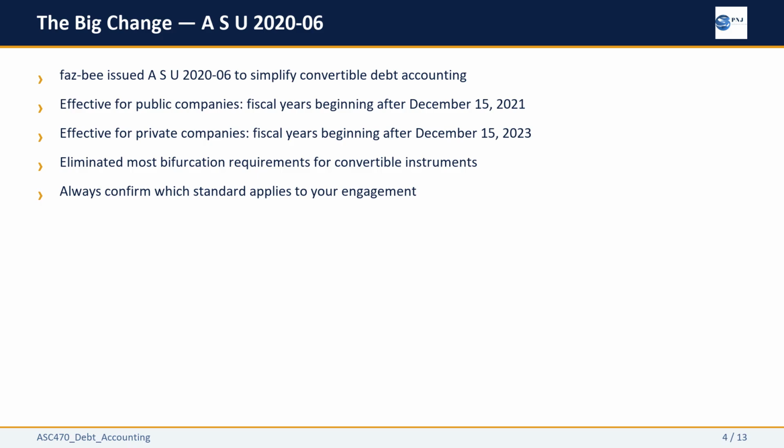But here is the watch-out: instruments issued before adoption may still be under the old rules. When you pick up an engagement involving convertible debt, your first question should always be, which standard has this entity adopted, and when? The answer changes everything about how you analyze interest expense.